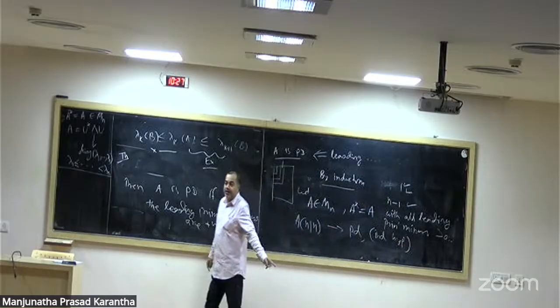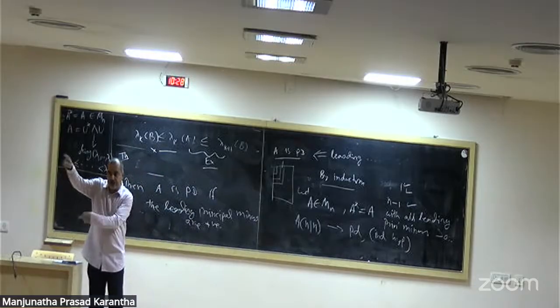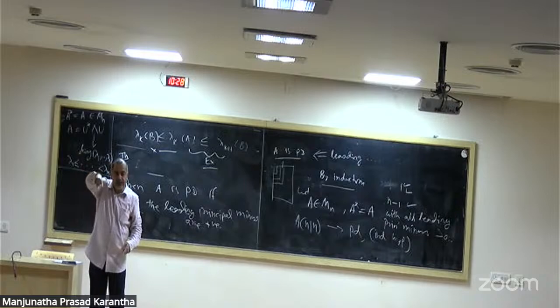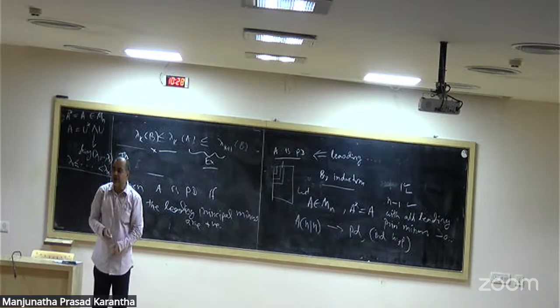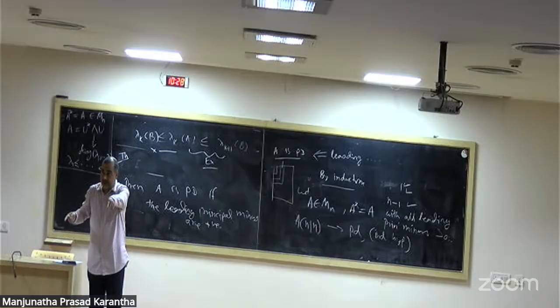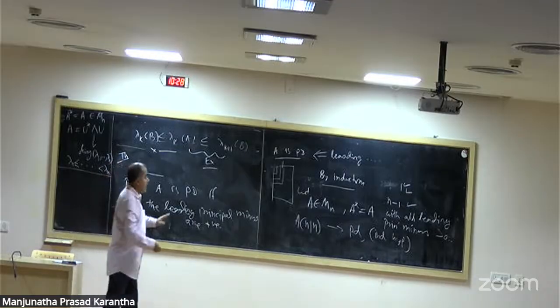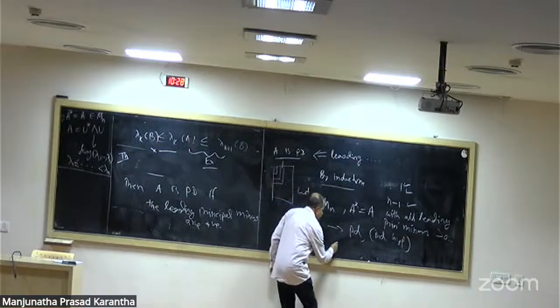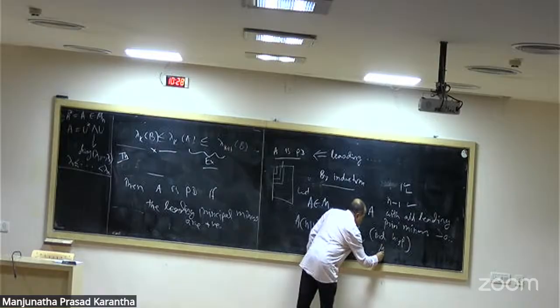Because this one is of size n minus 1. You have deleted one row and one column, so the matrix is of smaller size and satisfies the hypothesis. By the induction hypothesis, this is PD. And because this is PD, it will have positive eigenvalues. So the submatrix has positive eigenvalues. And what are those eigenvalues? Let the eigenvalues be mu 1, mu 2, up to mu n minus 1.